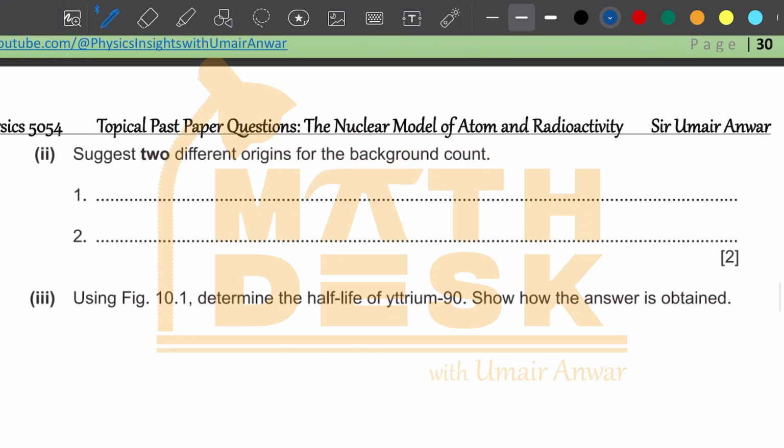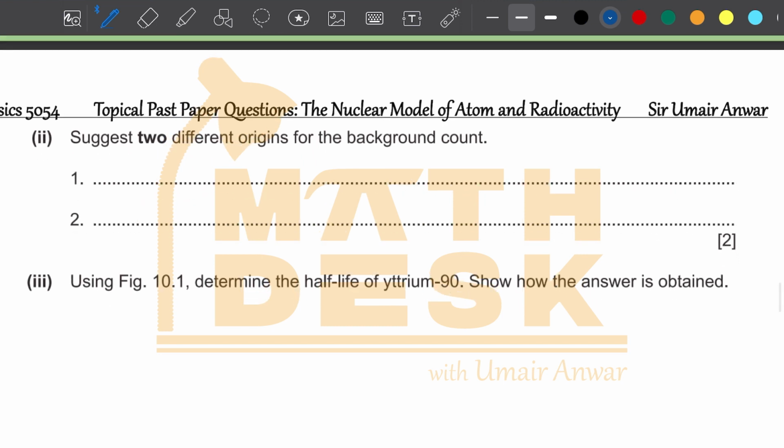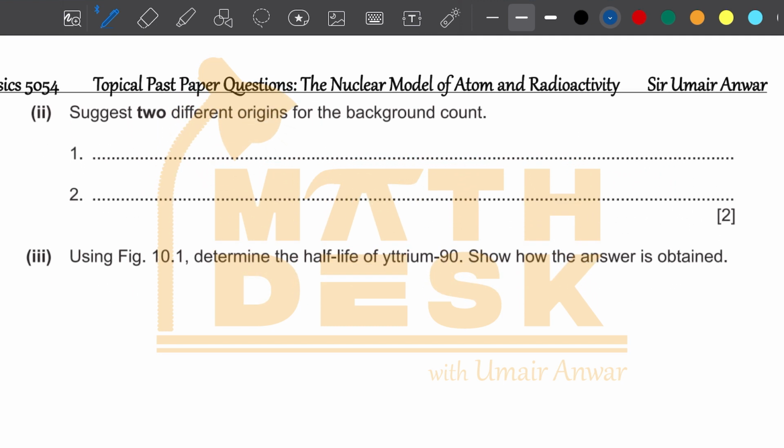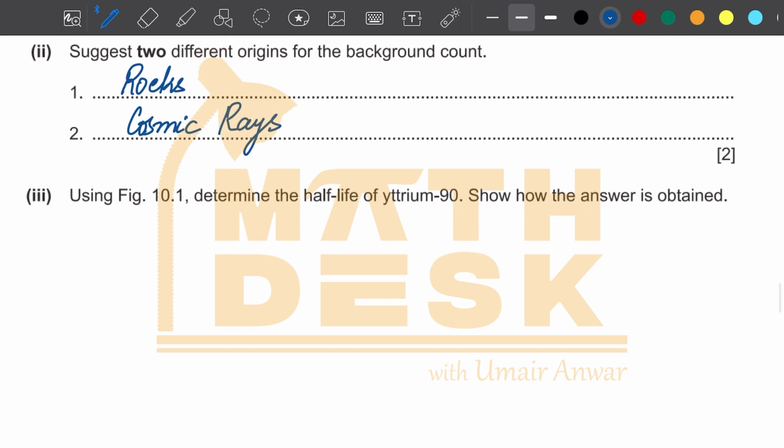Now the next part says suggest two different origins for the background count rate. So one could be rocks. They contain radioactive material, so they emit radiation. And secondly, we could say that cosmic rays could be another source of background count.